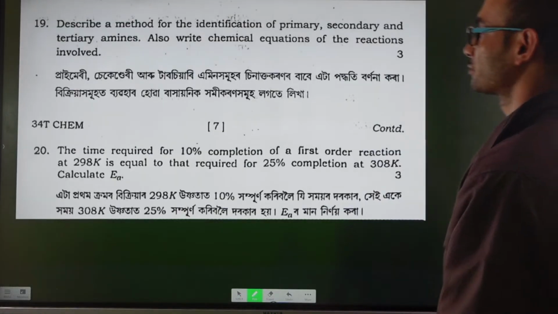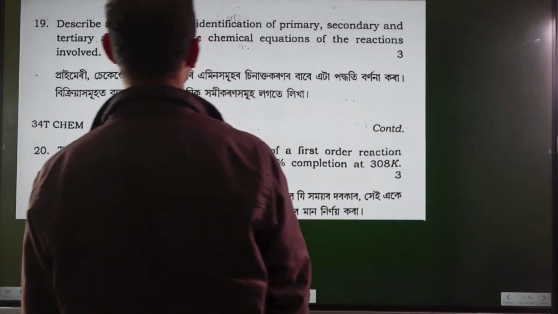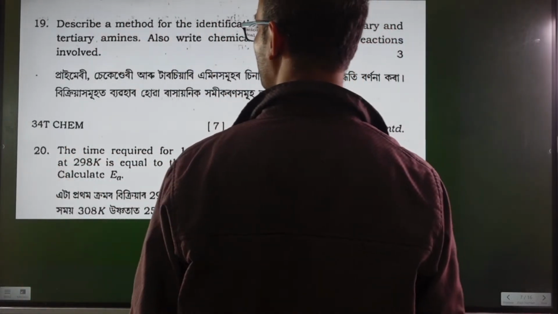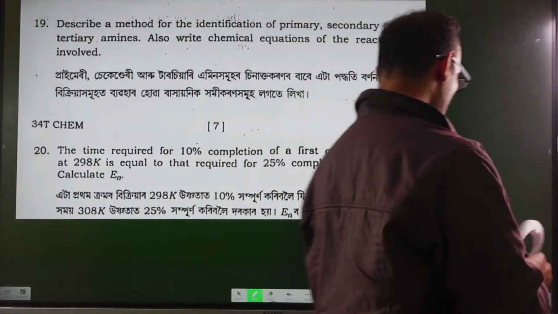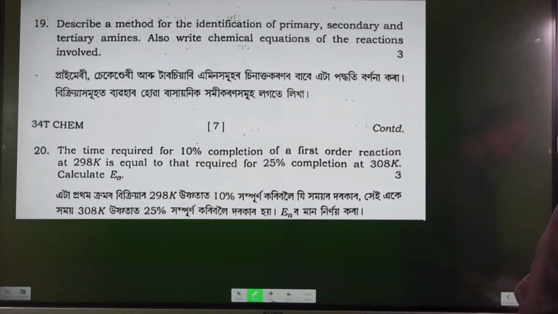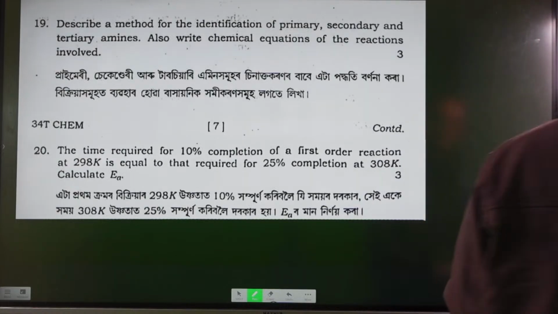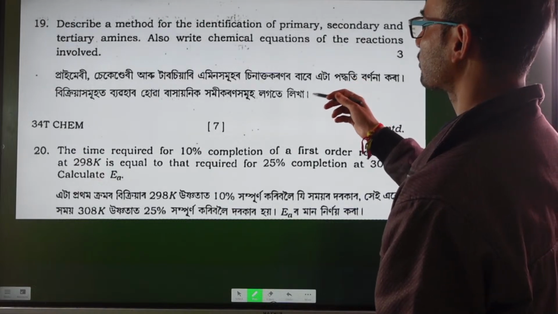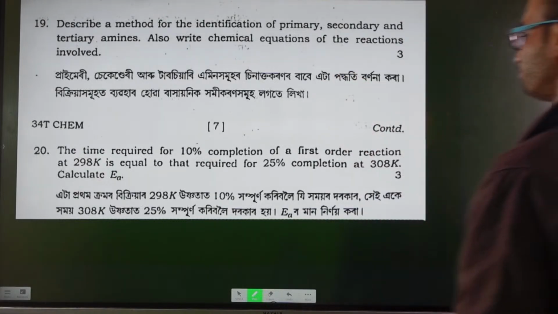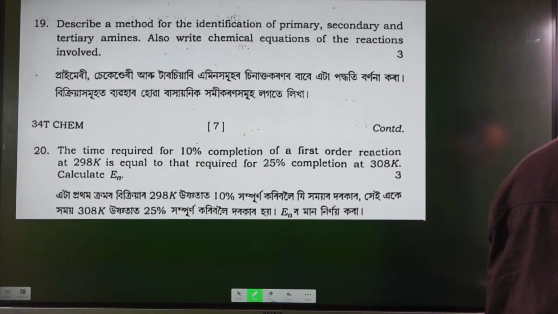Okay, so you can see the primary, secondary, tertiary amines identification test. For that you just have to use the Hinsberg test. Using this Hinsberg test you just identify the primary, secondary and tertiary amine. And moving to question number 20.